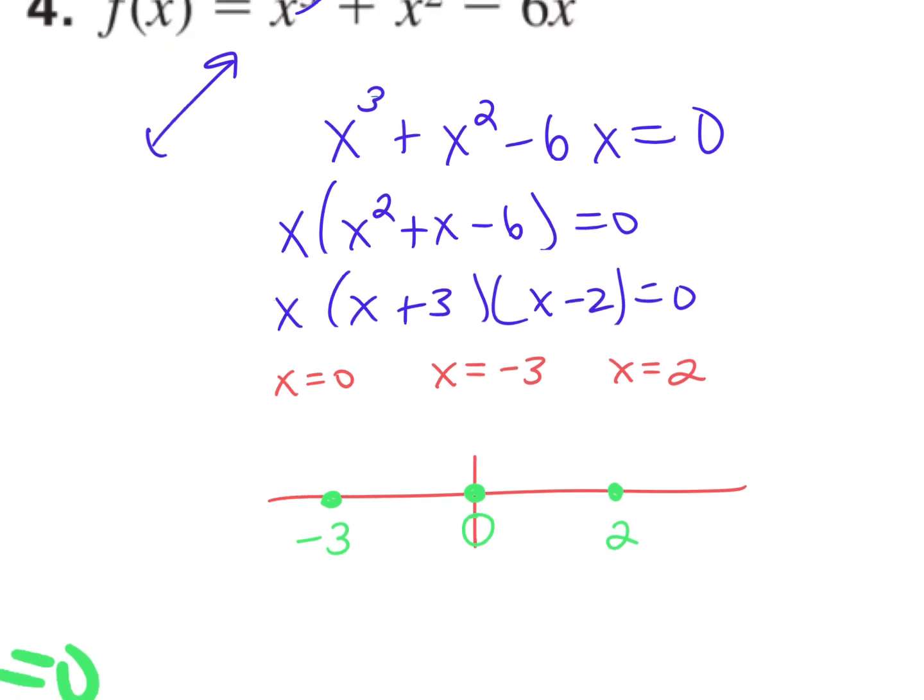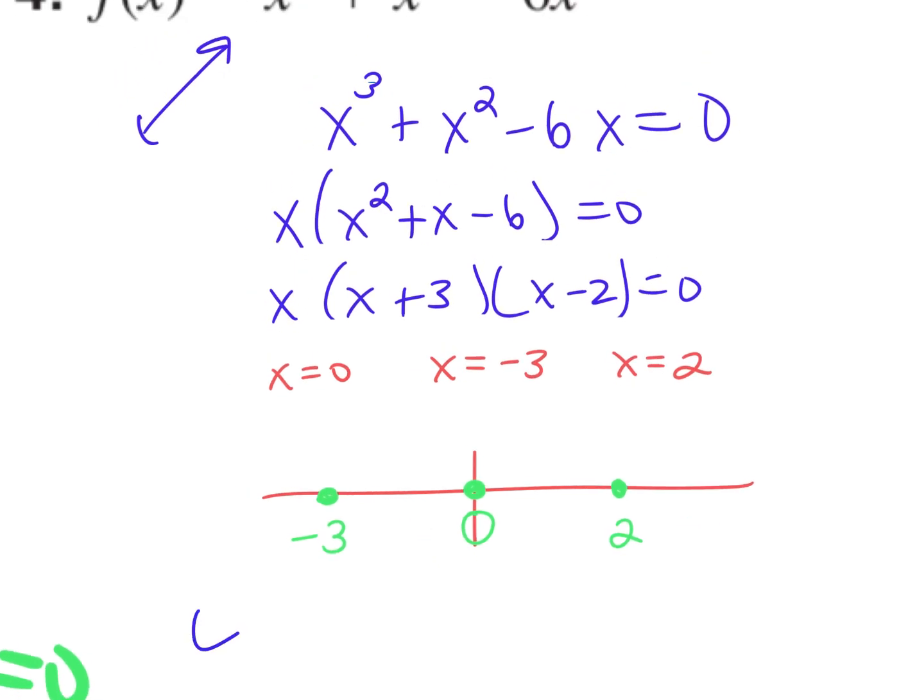So what were your end behaviors again? On the left side, it's going downward. The right side, it's going up. And it's going to go through each point. So come up and go through here, through here, through here. Get your little picture.